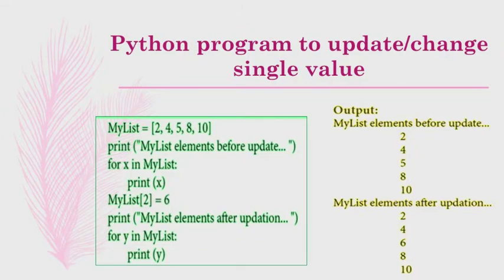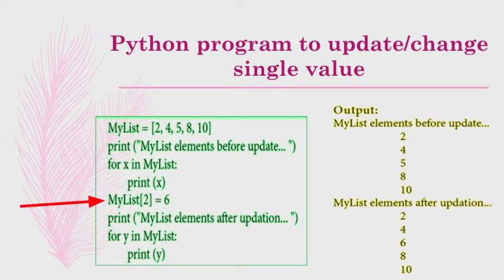See this example, Python program to update or change a single value. If you want to change a single element in a list, how will you change it? Let us see that. This is a list, my list: 2, 4, 5, 8, 10. Next is the print statement, my list elements before update. Next, for x in my list, print x.